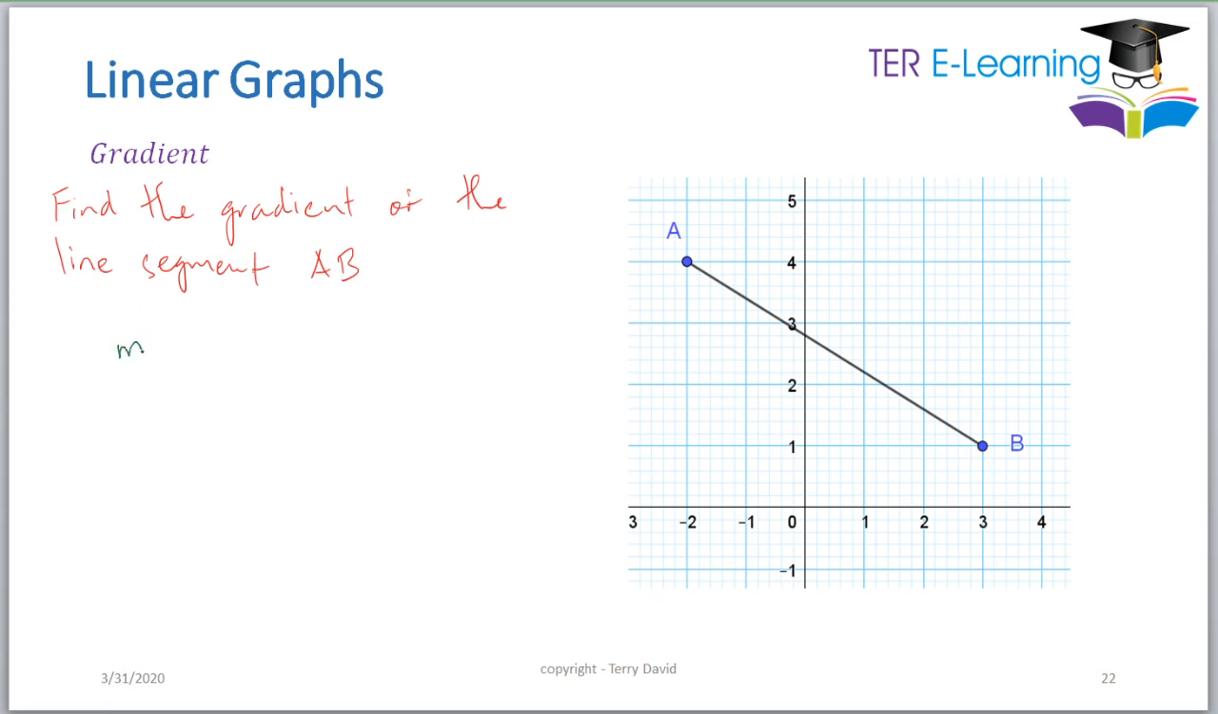We're going to start off by writing what the formula is, which is y2 minus y1 over x2 minus x1. This formula should stick in your head, please. So I want to find the gradient of this line segment AB. It's a different graph I've given you here. Take your time. One might be a little trickier.